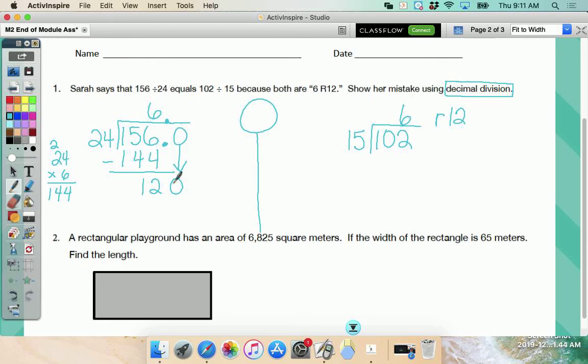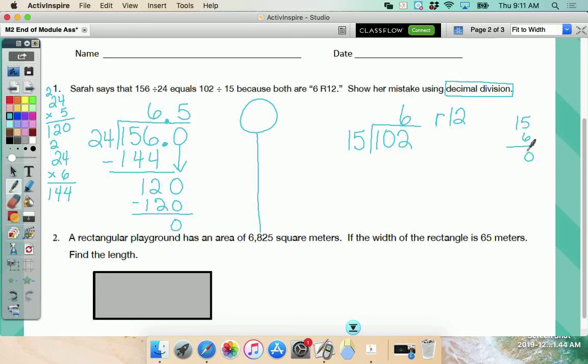I know 6 is too big, so what should I try? 5. So I'm going to do 24 times 5. Does it work? Yes. Okay. So the answer here is 6 and a half, or 6 and 5/10. Okay? You with me? What will I take times 15 over here?